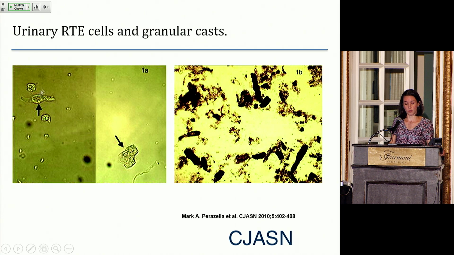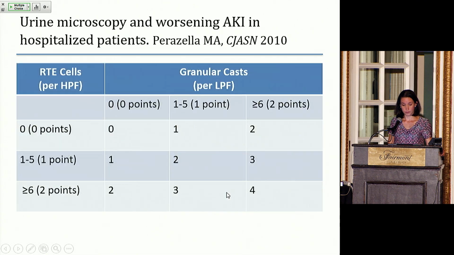These are the renal tubular epithelial cells that they were interested in, and these are the granular casts that we're all very familiar with. And they had a very simple scoring system, essentially a matrix where they put the number of renal tubular epithelial cells per high-powered field, 0, 1 to 5, or more than 6, against the number of granular casts per low-powered field, again 0, 1 to 5, and 6. And what you're interested in are the group down here that have higher numbers of either abnormality in their urine.